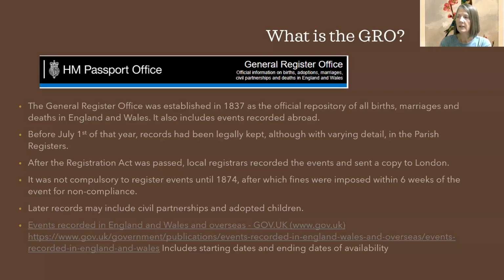It was established in 1837 because before that time, all the records had been kept as a legal thing in the church. So the churches were required to have them registered, births, deaths, and marriages, but sometimes it was a little bit loosey-goosey, and people just kind of did it the way they wanted to. So that's why we have a lot of differentiation between different parishes of what was recorded and how much information is actually on those records.